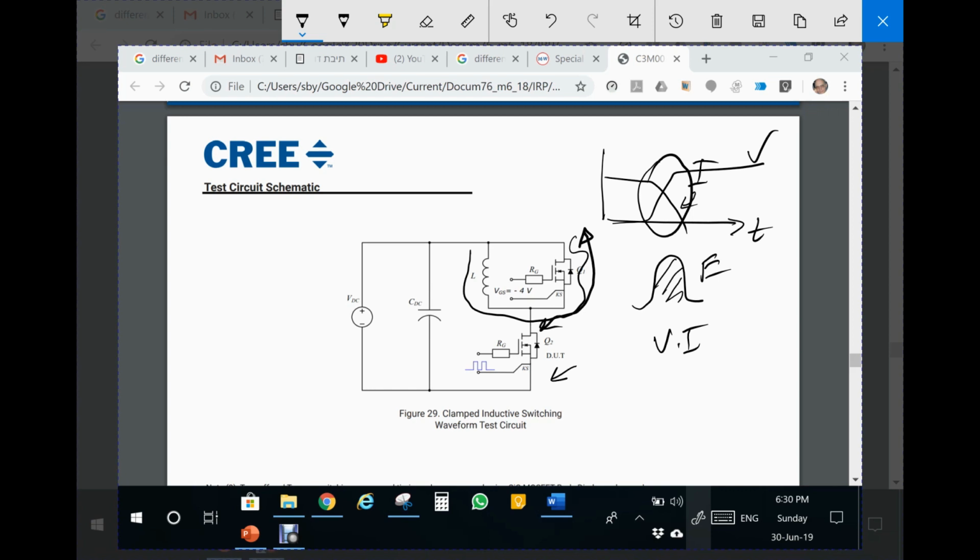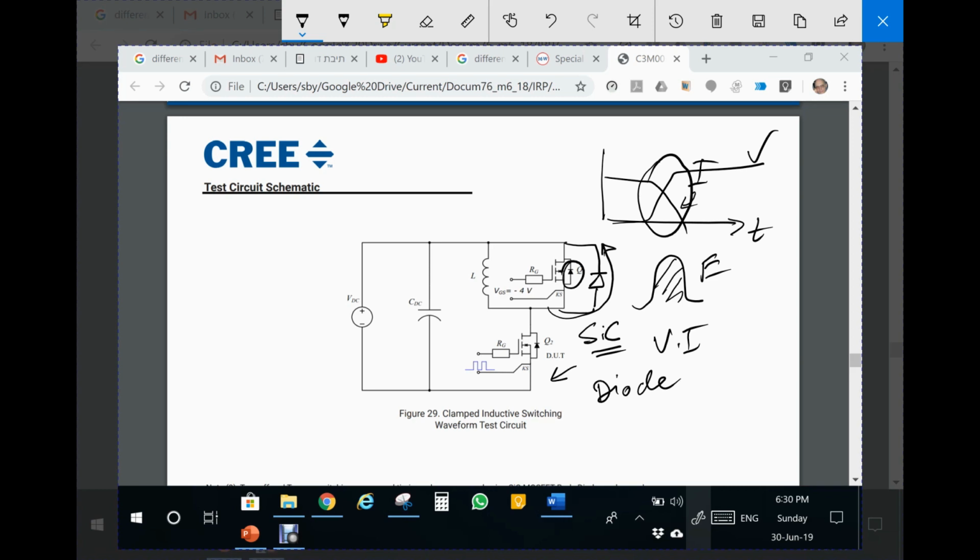And the information that Cree is giving is for two cases. One, that this diode is the inherent diode, that is the body diode of the transistor. And the other case is when there is an external silicon carbide diode, and they specified which one it is, so that you actually test it with the reverse recovery of the silicon carbide diode.